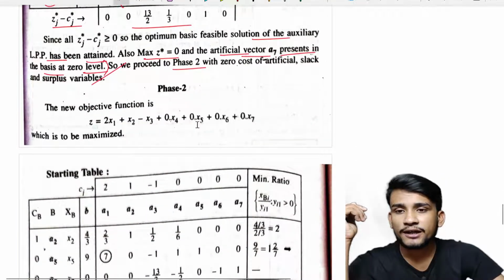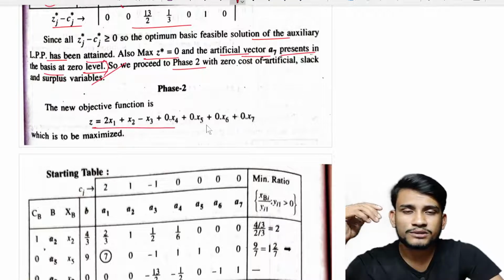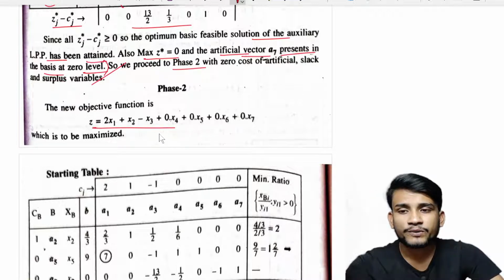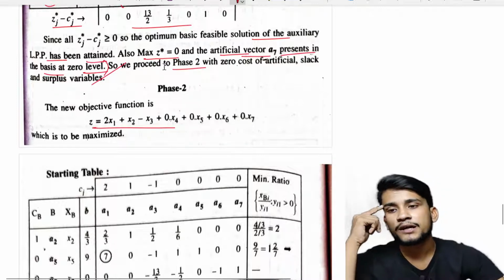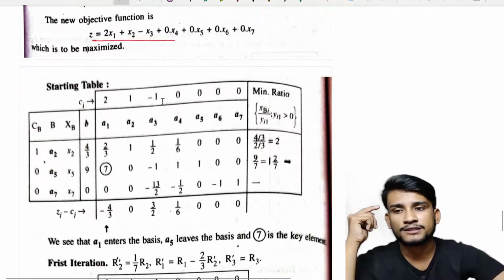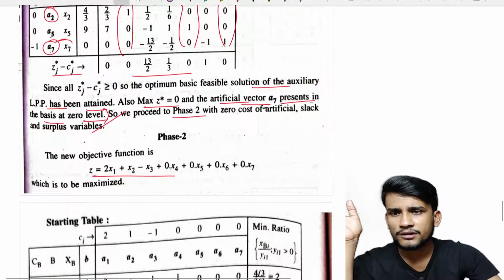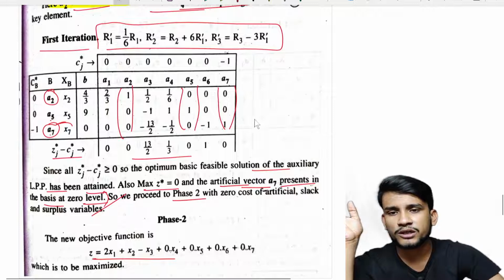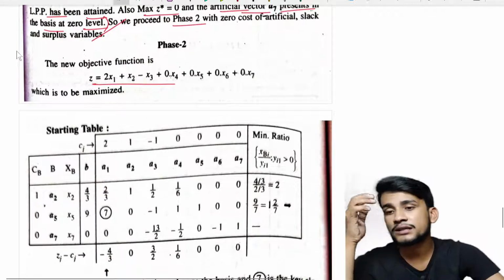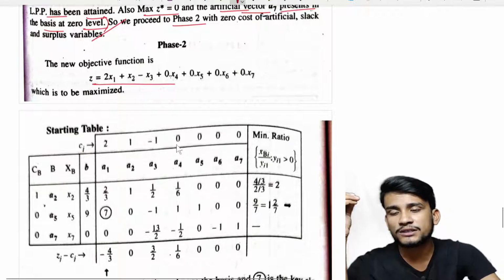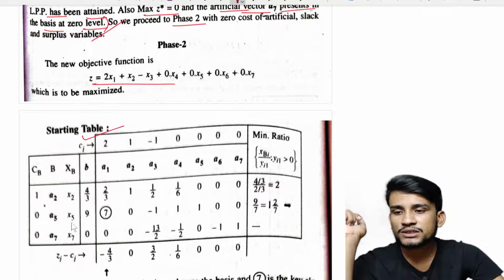In phase 2, the new objective function is the original objective function, and now we calculate the simplex table. The constants are the same, we take the constants from the table of phase 1. The only change is in the objective function.